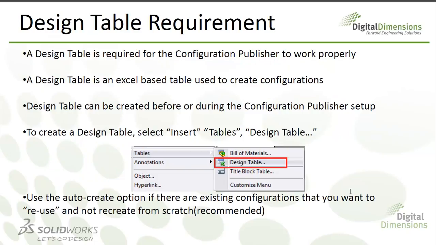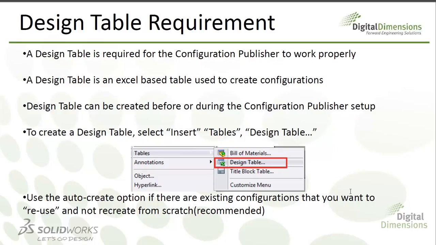So first I'm going to talk about the design table. The design table is a requirement for using the Configuration Publisher. Now, design tables, if you've never used them before, it's an Excel-based version of creating a configuration. Some people really like it because it's all showing everything in one place. The configuration name is in the first column. You can configure on dimension, on states, number of instances of a pattern. You can also put in color and other things in there, even file properties.